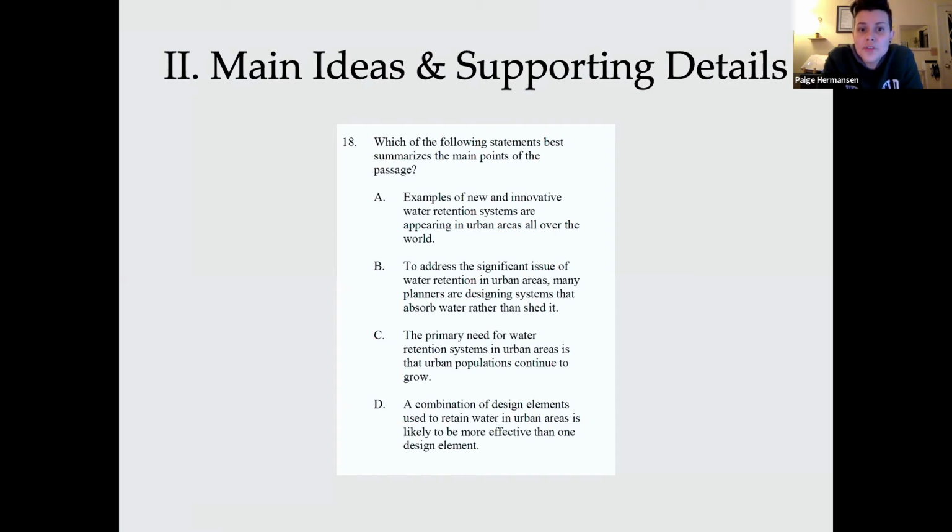A, examples of new and innovative water retention systems are appearing in urban areas all over the world. B, to address the significant issue of water retention in urban areas, many planners are designing systems that absorb water rather than shed it. C, the primary need for water retention systems in urban areas is that urban populations continue to grow. Or D, a combination of design elements used to retain water in urban areas is likely to be more effective than one design element.